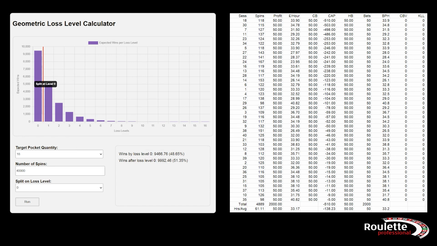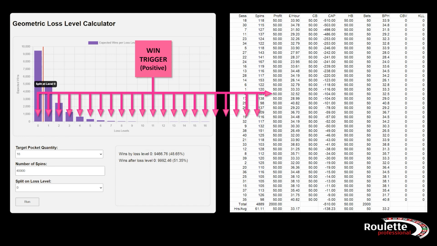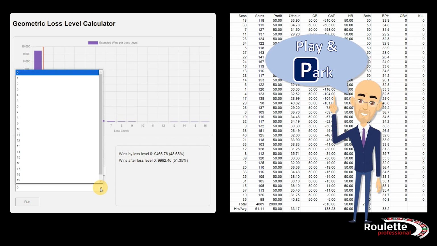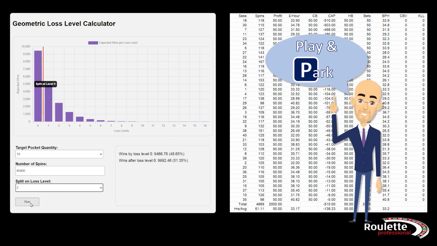However, if we think about a positive trigger, where we wait until our set wins, we can see there are a rich number of results that occur within a few spins. So, we can operate a play and park system. If we set the split to level 2, it actually includes 3 levels. Level 0 is a repeat win. Level 1 means a win after 1 loss. And level 2, of course, means a win after 2 losses. You can see playing for 3 spins after a win, we have over 86% chance of winning.